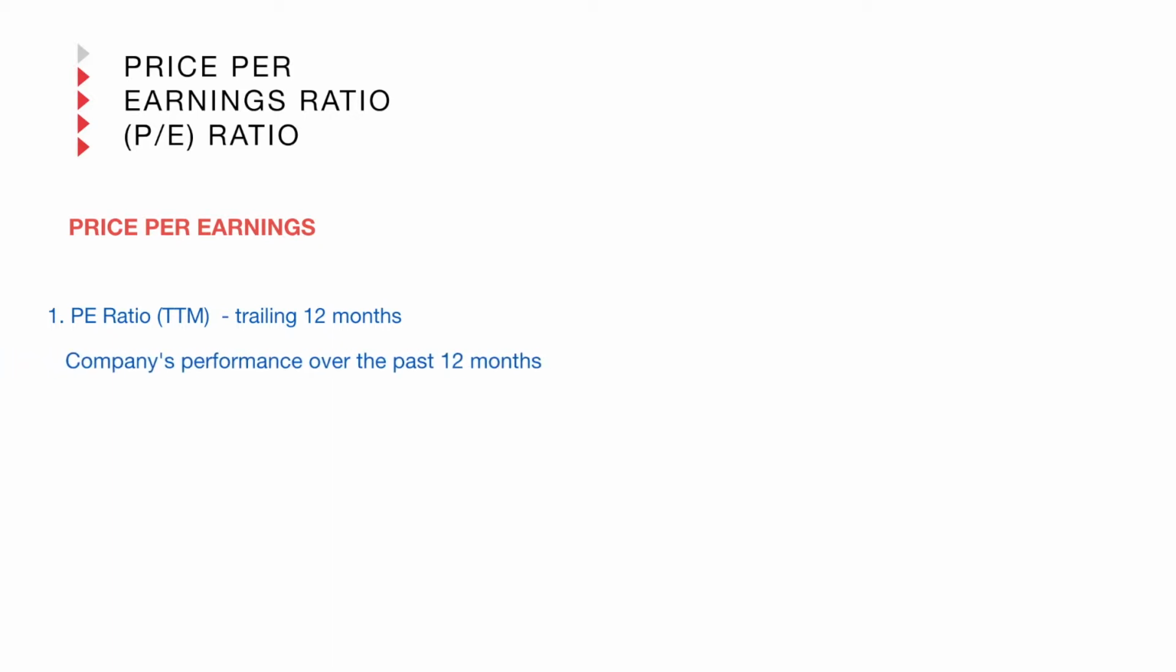There are two types of PE ratio. Number one, PE ratio TTM, that is trailing 12 months. This indicates the company's performance over the past 12 months. Number two, forward PE ratio. The forward PE ratio is calculated based on future earnings guidance rather than the trailing figures.